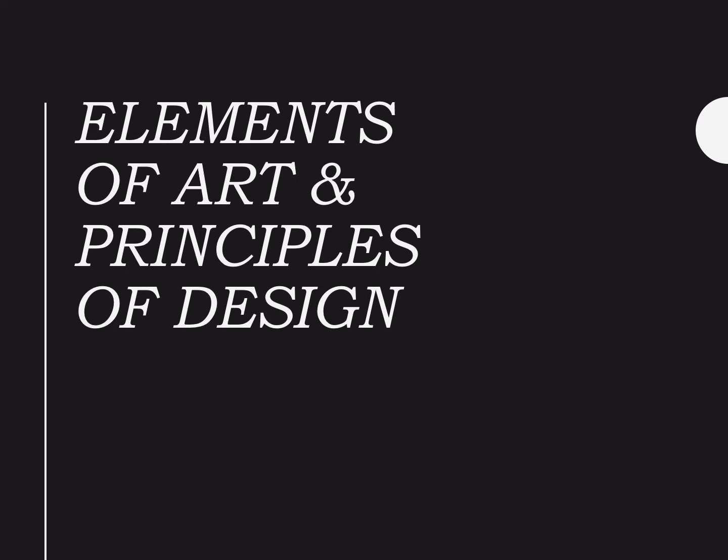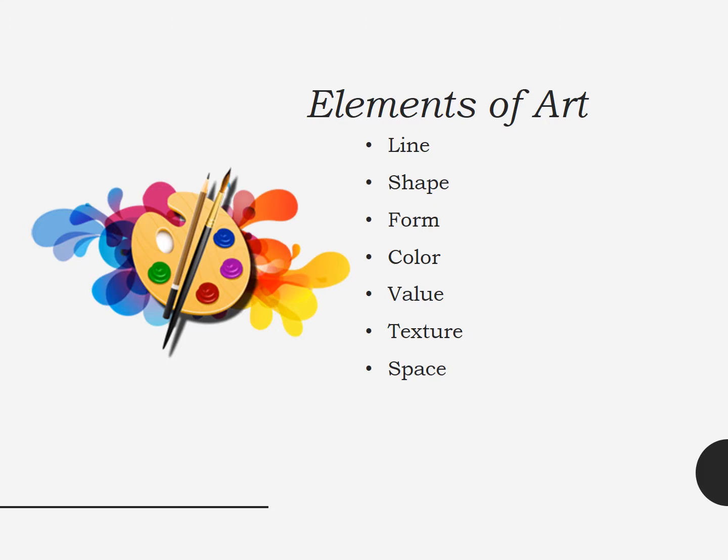Everybody. So today we're going to talk about the elements of art and principles of design. So make sure you're taking notes in your sketchbook as we go along. So there are 7 different elements of art: line, shape, form, color, value, texture, and space.